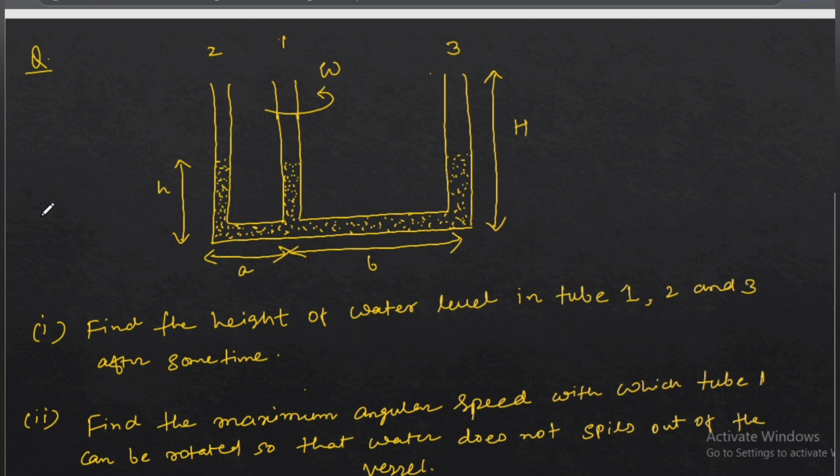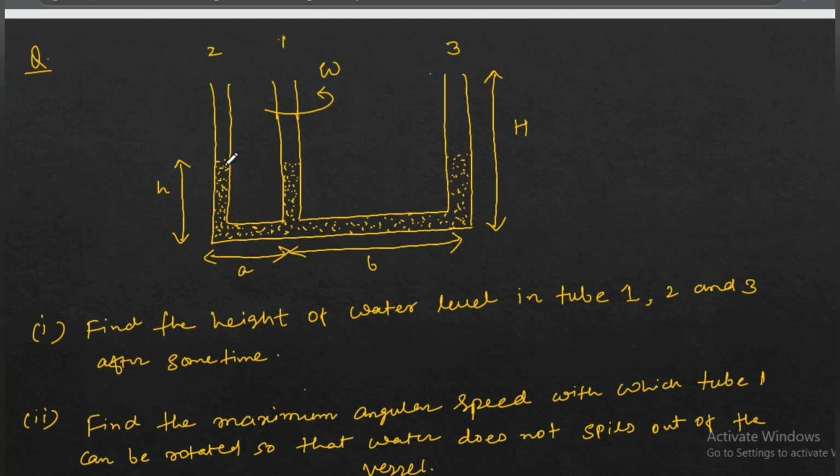So now let's come to this problem. This is a problem which says that initially there are 3 tubes, 1, 2 and 3, and about the first tube, this whole container is rotated with angular speed omega. Initially, the tube has a water level of height h, and this is A and this is B. These are all given. So we have to find the height of the water level in tubes 1, 2, and 3 after some time. Means when this container is rotated about 1, the water level will change, right?